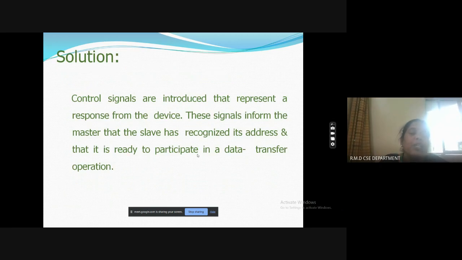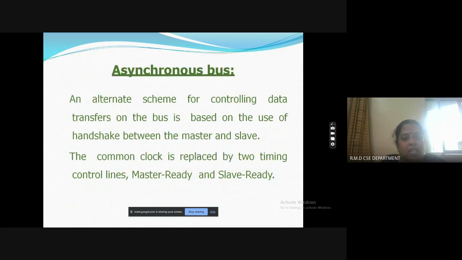The solution for the synchronous bus is that control signals are introduced that represent a response from a device. These signals inform the bus that the slave has recognized its address and is ready to participate in the data transfer operation. The second type is called the asynchronous bus. An alternate scheme using a handshake between the master and the slave is the asynchronous bus, whereas the synchronous bus does the data transfer one at a time with a common clock pulse. But here the common clock pulse is replaced by two timing signals: master ready and slave ready.